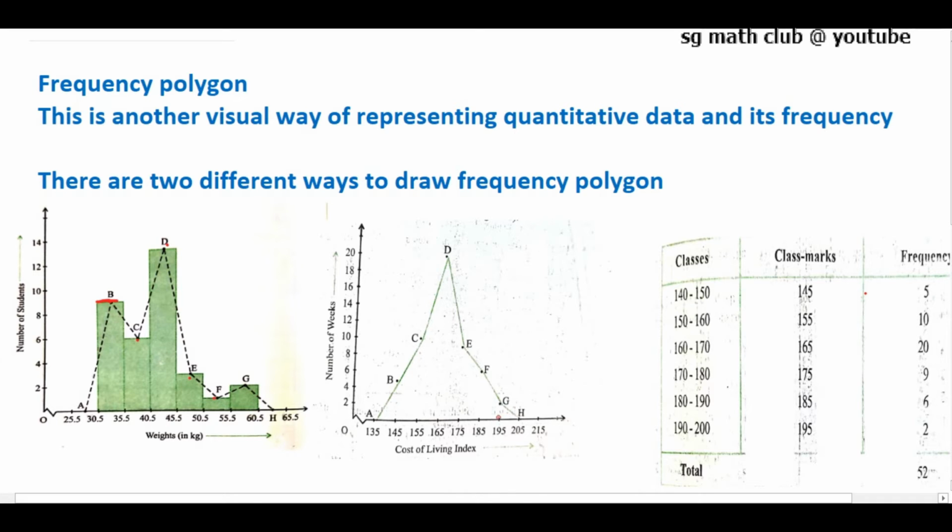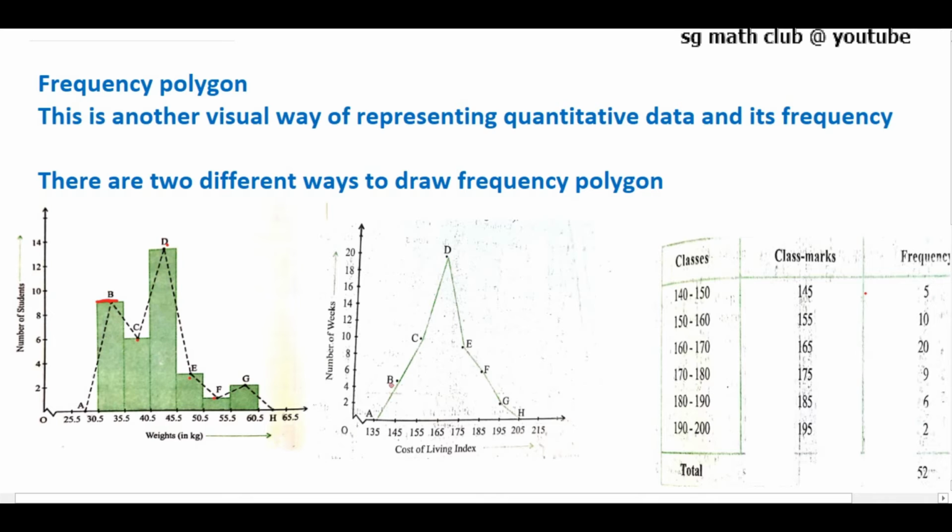So these are the two ways to draw a frequency polygon. One, you will draw the histogram, then you will mark the midpoint of the upper side of those rectangles and you will join using line segments. Second one is, you need to find out the class mark. Class mark is nothing but the midpoint of the class interval. Upper limit plus lower limit divided by 2 will give you the class mark. You mark the class mark along the x-axis and the frequency along the y-axis. Then you plot the points.